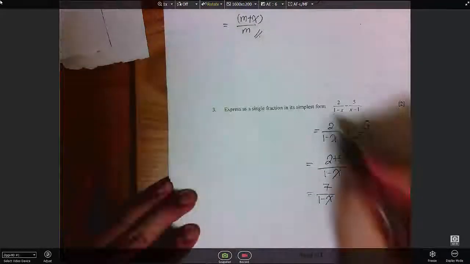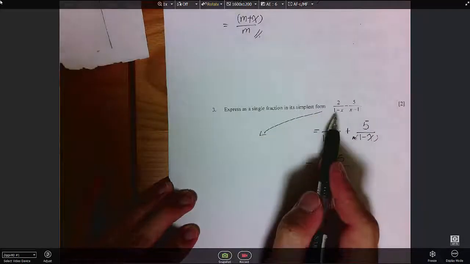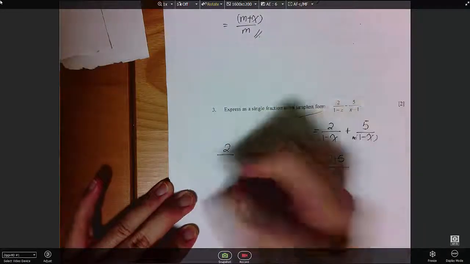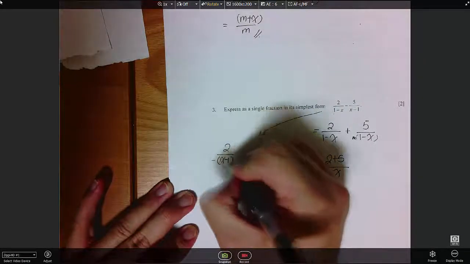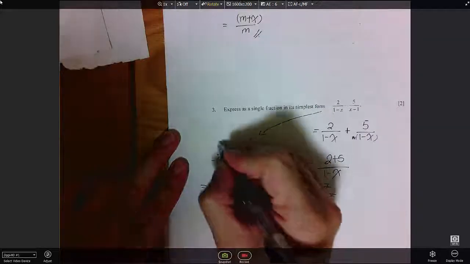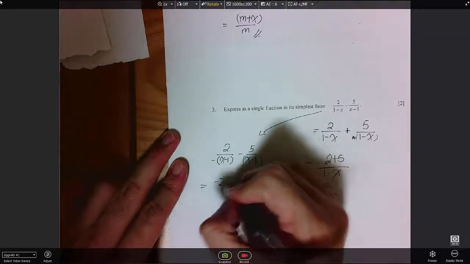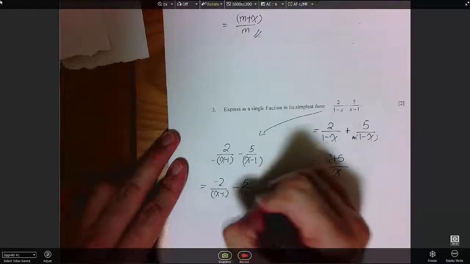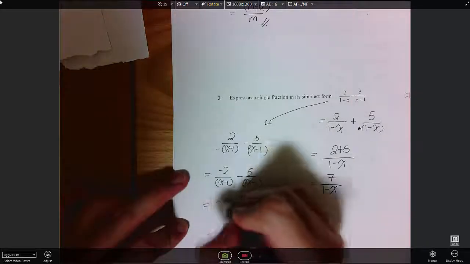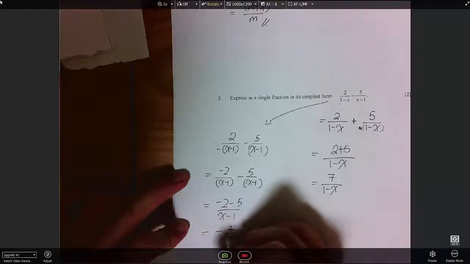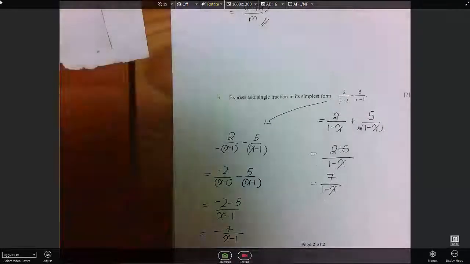I can show you an alternative to this. Some of you will actually go and modify this first term here. For example, 2 over 1 minus x, you factorize, it gives you x minus 1. Notice a negative sign there. Minus 5 over x minus 1. Then, if I shift up the negative sign, I'm left with minus 2 over x minus 1 minus 5 over x minus 1. So what we get is minus 2 minus 5 over x minus 1, which is negative 7 over x minus 1. Same answer.